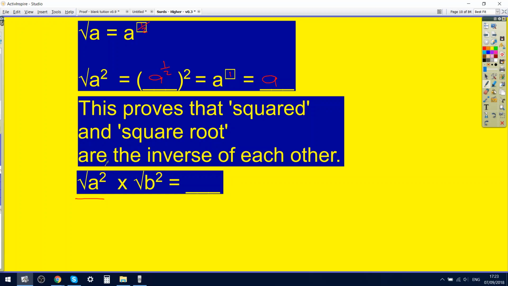Wait, what? I don't really understand this. So this one up here, what was the square root of a squared? What did we get for that? A half to the power of 2. What was our final answer? A. Yeah, basically squared and square root cancel each other out. So it's just A. Yes, correct. Well done.